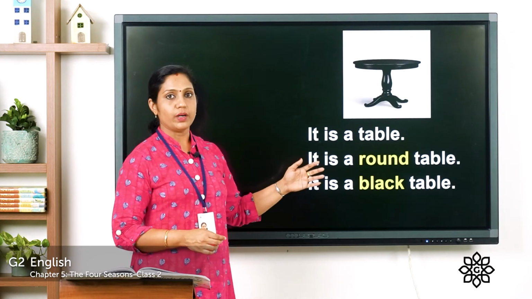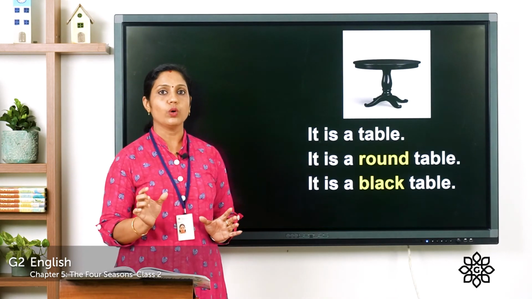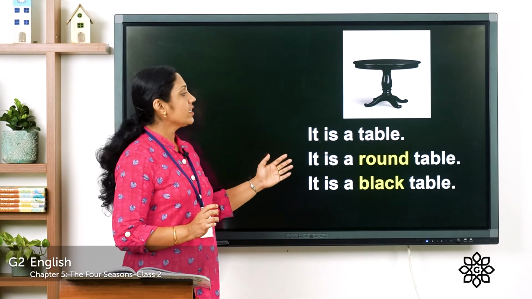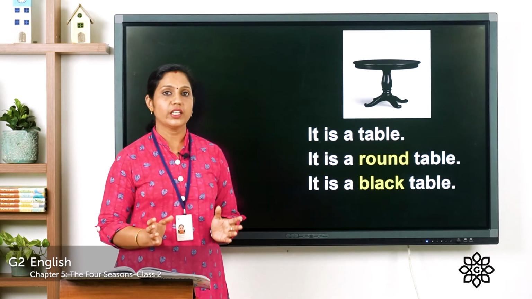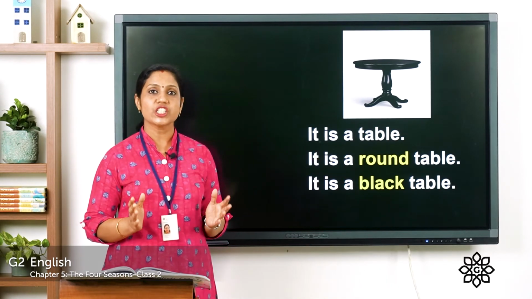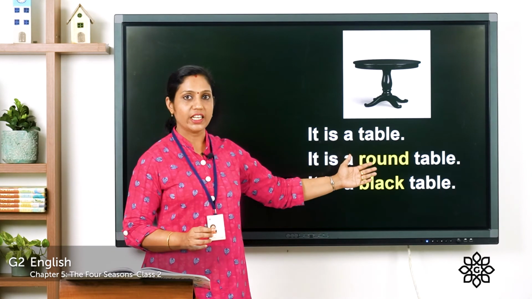It is a table, and the table is a noun. The word table is a noun. It is a round table. Here, how is the word table described? It's described with its shape. It is a round table.